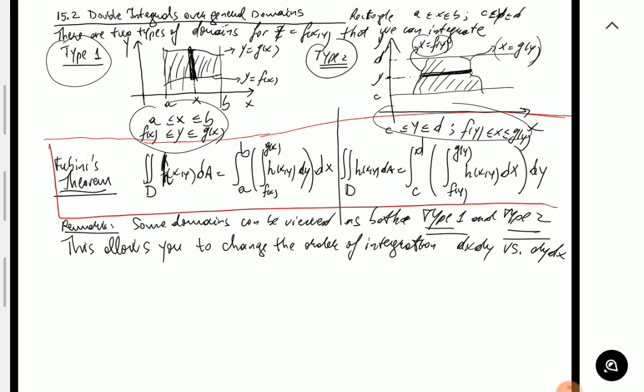I mean, if you do it with a computer, that you don't care as much, but by hand it matters quite a lot often. Not always, but often, because sometimes one direction may be easier than others.